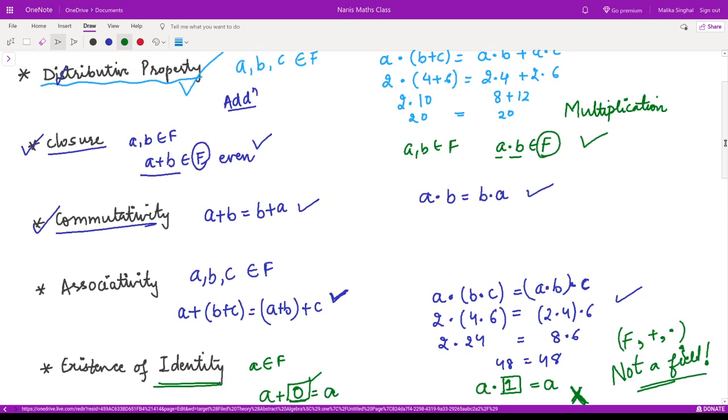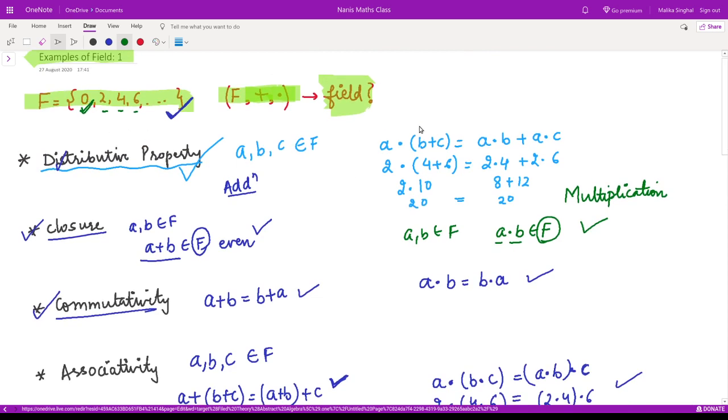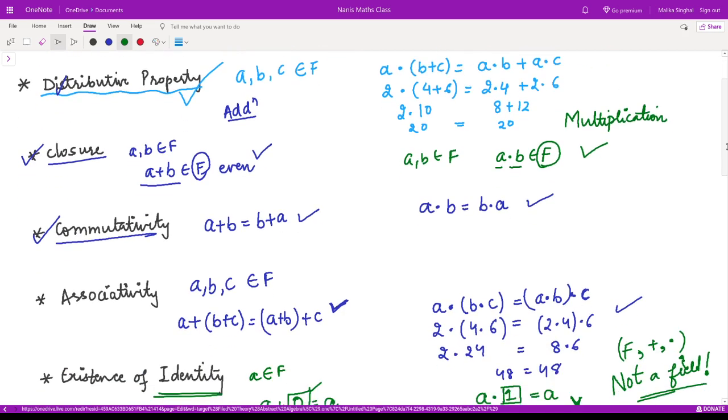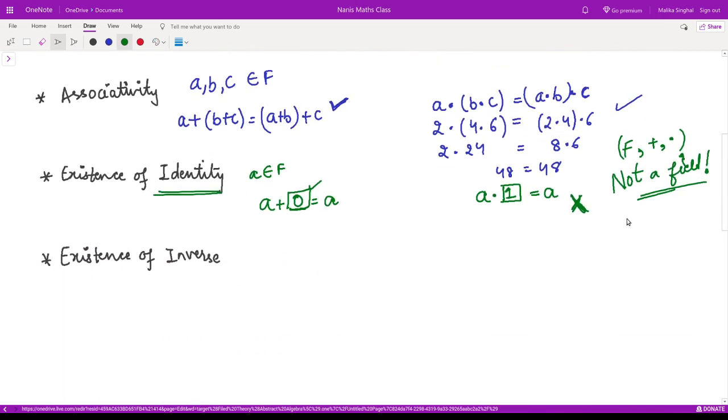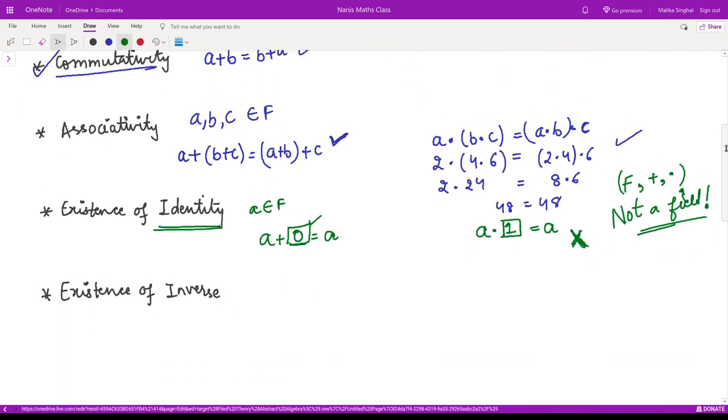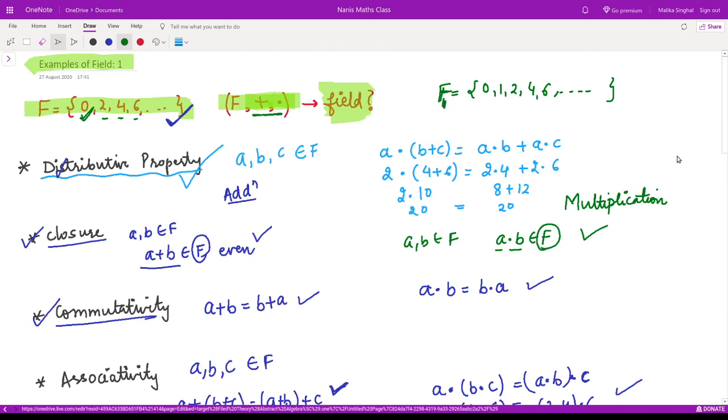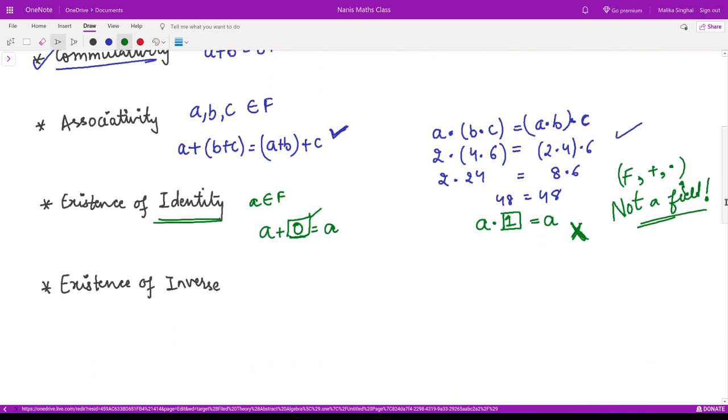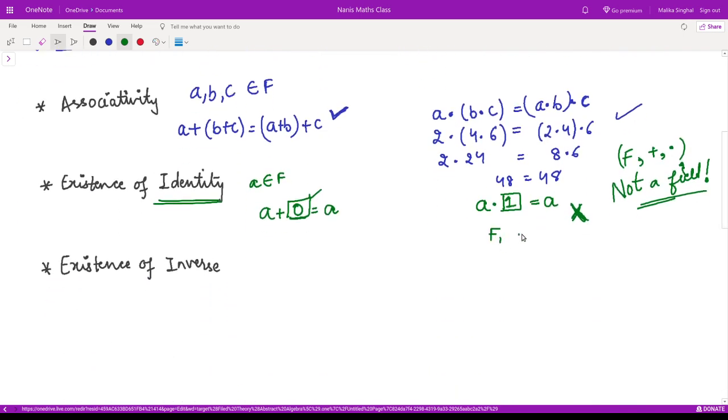So what if I add 1 onto this? I create a new set F which is equal to {0, 1, 2, 4, 6 and so on}. Then the set F together with these two operations is a field. Until now it is, yes. So with the new set, let me call this F1. Until here, F1 has multiplicative identity as 1, right?